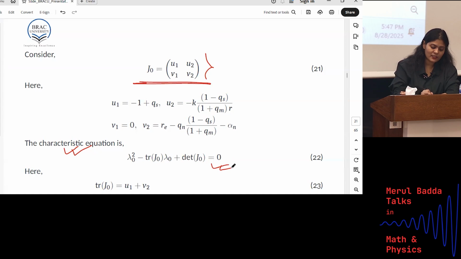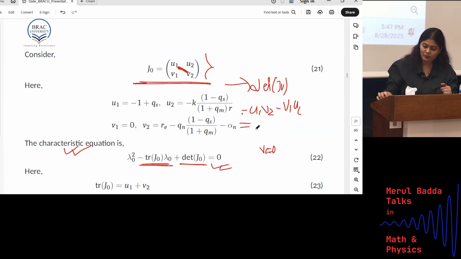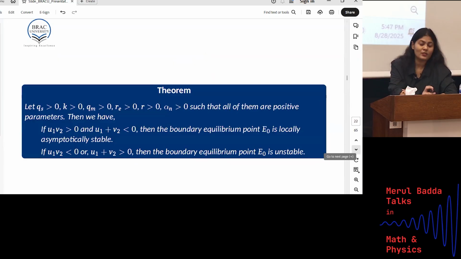This is the trace of the Jacobian matrix. This is the determinant of our Jacobian matrix. For the trace, this is the summation, and for the determinant, here v1 is 0, so u1 v2. This is our determinant for the Jacobian matrix. So here we write a theorem for our model to do the stability analysis.